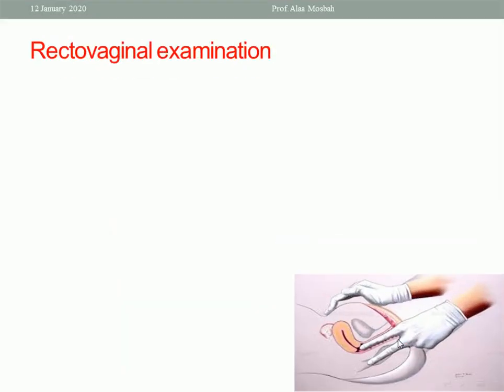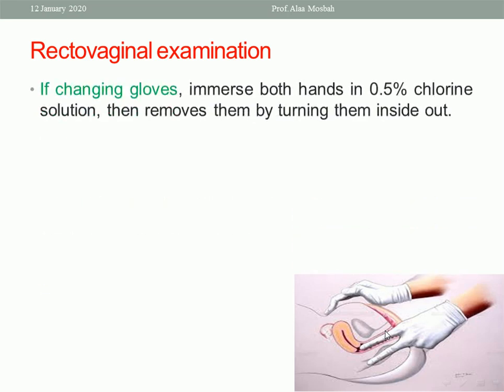What about the next step, which is rectovaginal examination? As you see in the picture, the middle finger is in the rectum and the index finger in the vagina. If you are changing gloves, immerse both hands in 0.5 chlorine solution. Then remove them by turning them inside out. Then wear another sterile glove.